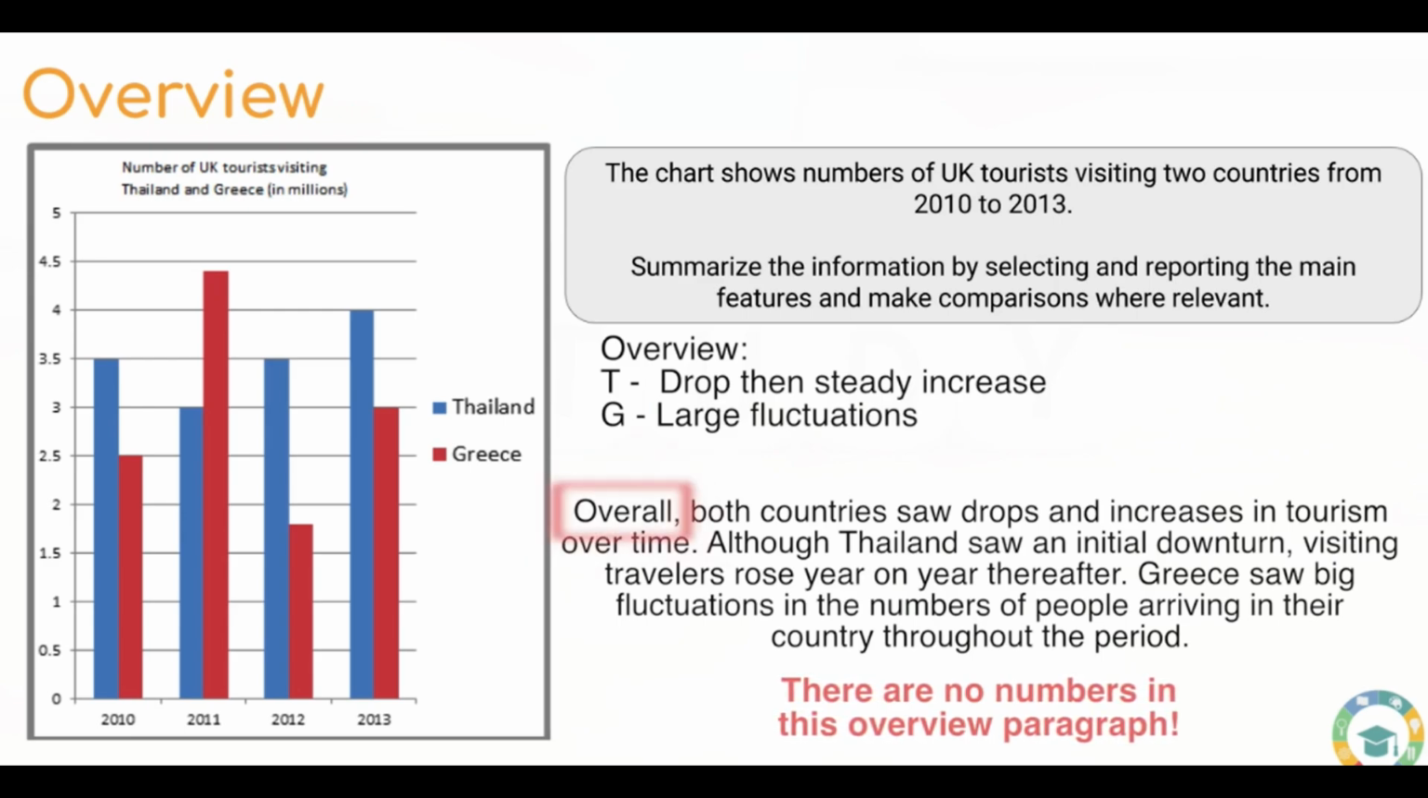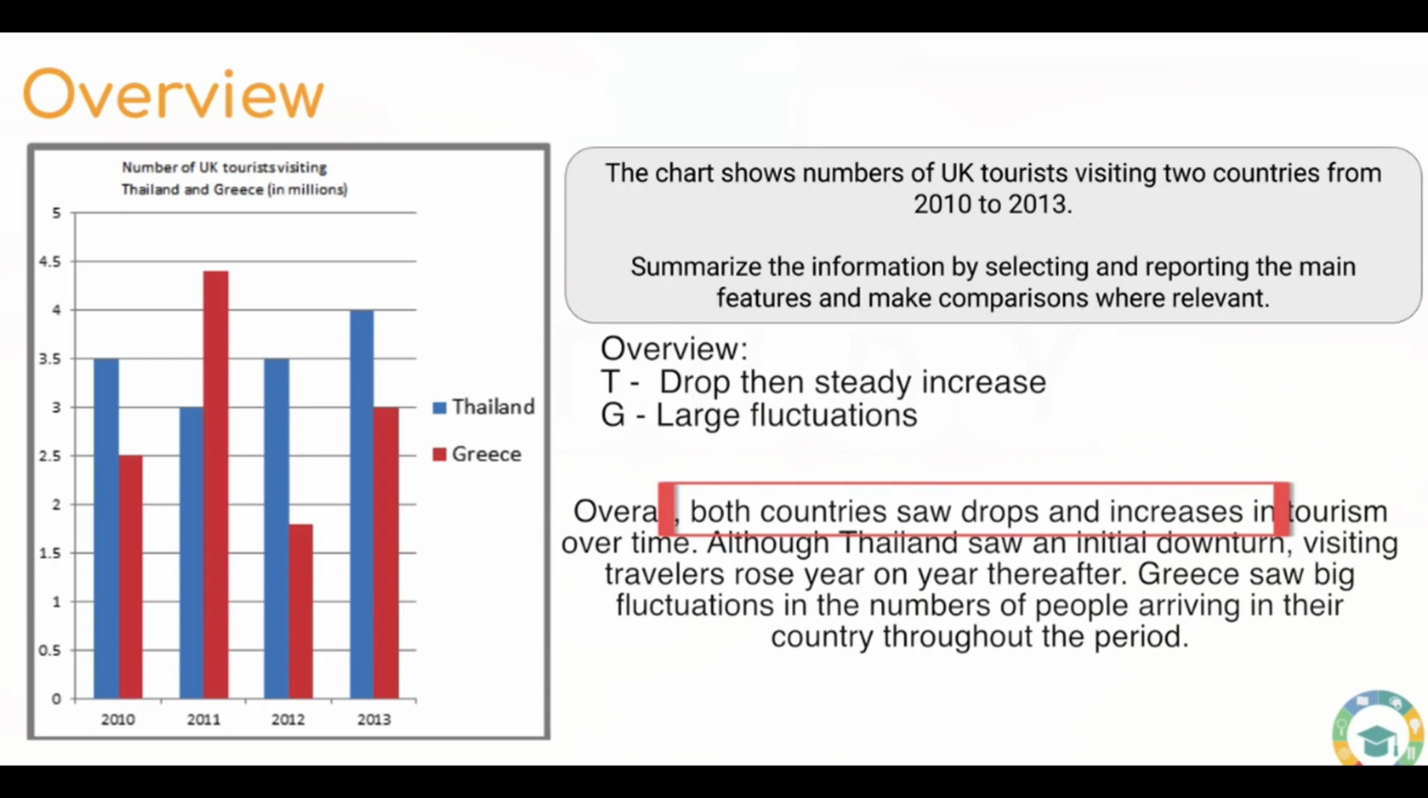I began my overview with the word overall, and I recommend this as a great piece of vocabulary to start your overview. In my first sentence, I made a quick comparison between both countries and said they both saw drops and increases. My second sentence gave a quick summary of the major trends for Thailand, and my third sentence summarised what happened to Greece over the 4-year period. And that's it. That's all I wrote for my overview.